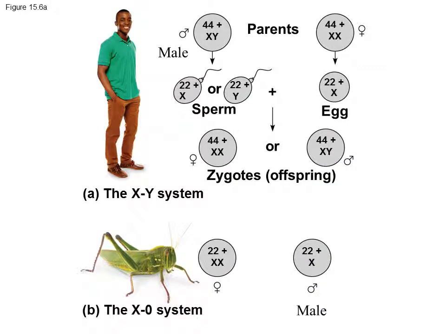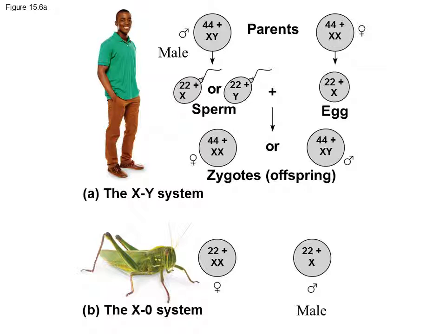In this slide, we're looking at sex determination in humans. We use the XY system. In order for you to be a female, you will have no Y chromosome. You'll have 44 autosomes and one pair of sex chromosomes, and those sex chromosomes will be XX. If you are a male, you have 44 autosomes and one pair of sex chromosomes. One will be a Y in order for you to be a male. The other can be an X.